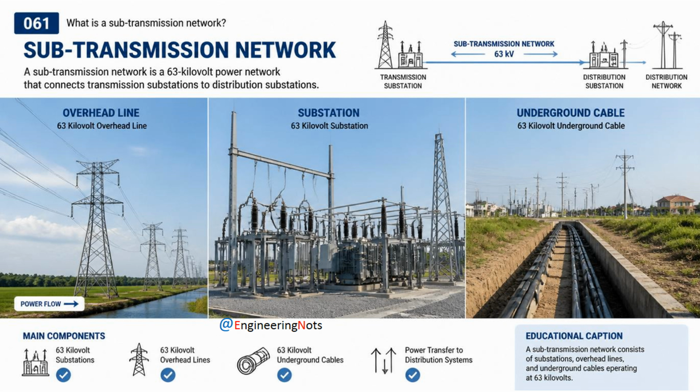In the United States, common subtransmission voltages include 69, 115, and 138 kilovolts. In Europe and many other countries, 63 and 132 kilovolts are also commonly used. In summary, a subtransmission network connects the transmission system to the distribution system using intermediate voltage substations, lines, and cables.